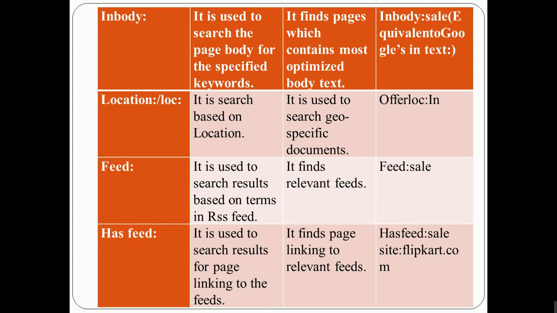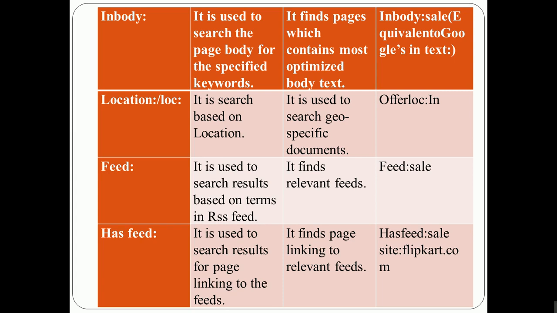If you want to find out a particular location of a user, then you can use it. It is used to search geo-specific documents. Here is an example: location:in. It says that if you want to check for India, then you can use it.